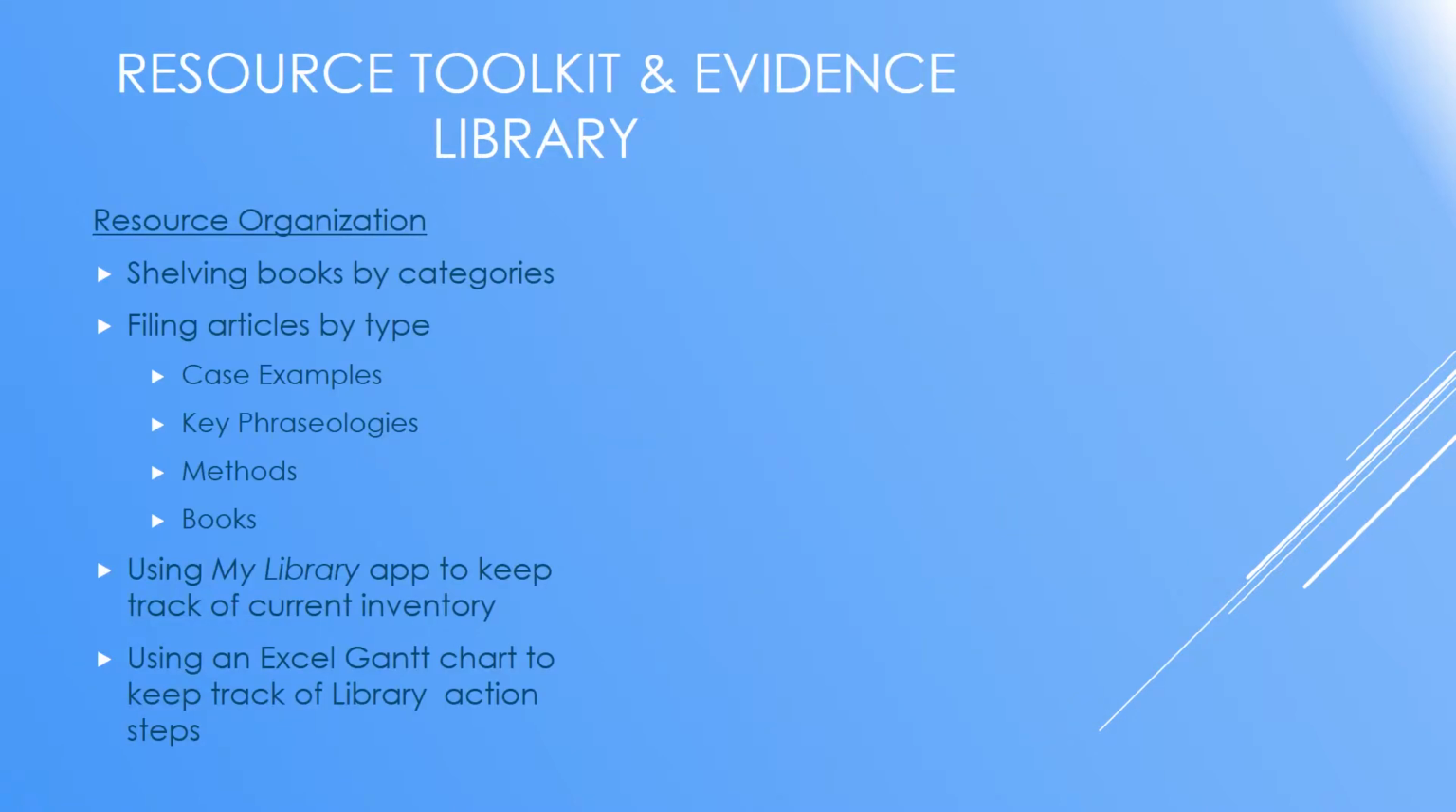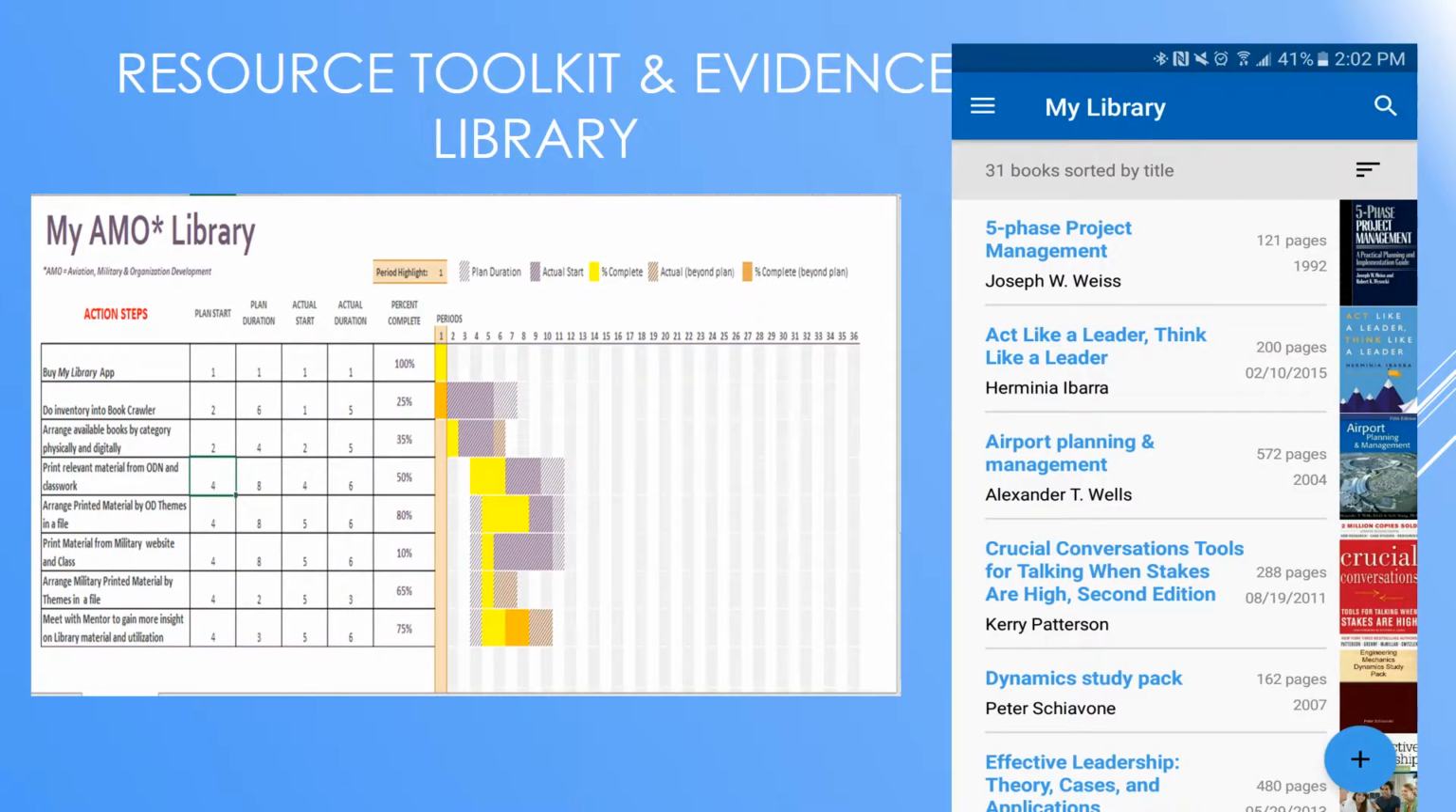The physical library will consist of books and files of articles, e.g. case examples, portfolio documents, which will all be shelved by category. I will use my library app to keep track of incoming and outgoing inventory. The Gantt chart will also help me keep track of my action steps. And this is the Gantt chart, as well as my app, which I already have inventoried some of the books that I have.